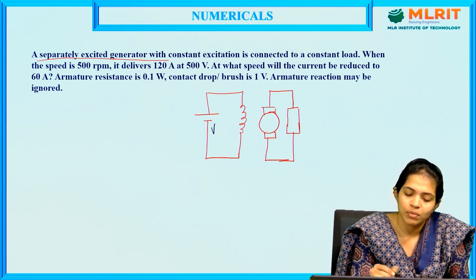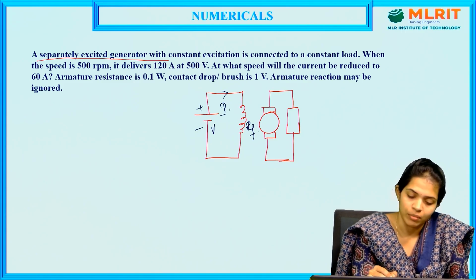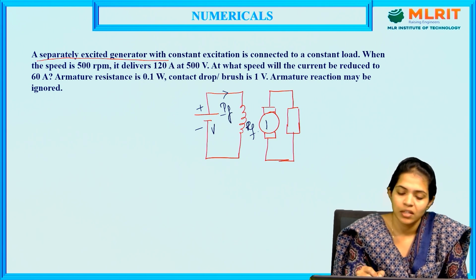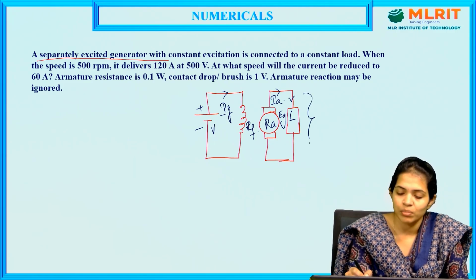So this is nothing but the supply which is given to the field winding. The current flowing here can be taken as the field current, and we have again RA. EG is generated here. This is the load, and we know that IA will be delivered to the load and the terminal voltage VT.